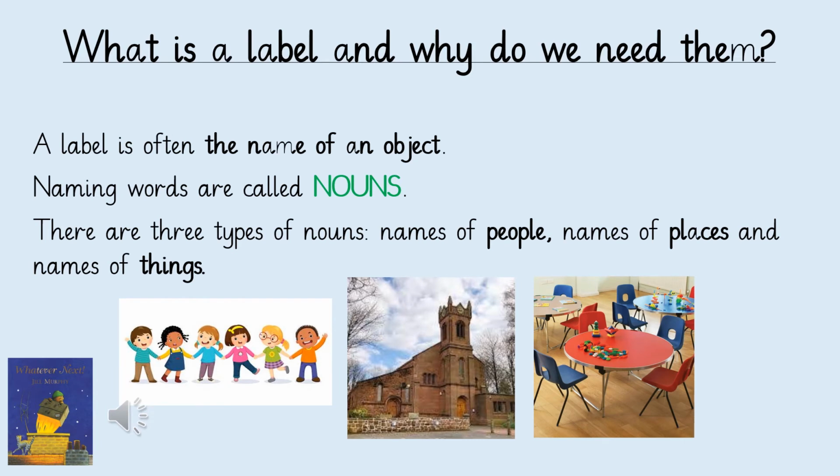A label is often the name of an object. Naming words are called nouns. Can you say that word? Say it with me. Nouns, nouns, nouns. There are 3 types of nouns, and these are the names of people, the names of places, and the names of things.